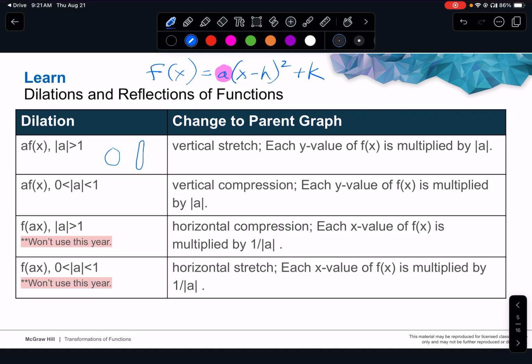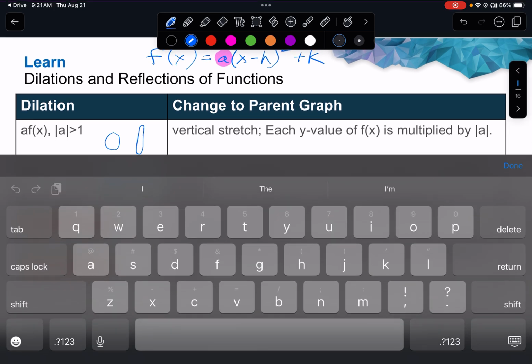If the absolute value of a is greater than 0 but less than 1, that's what this means right here, greater than 0, less than 1, then it's going to be what we call vertical compression. So that's where we would be taking that rubber band and we're compressing it vertically, so it's going to make it look like shorter and fatter, like that. Okay, so it's going to make the graph look wider. All right, then the bottom two we're not going to really be using, but wanted to put those on the table.